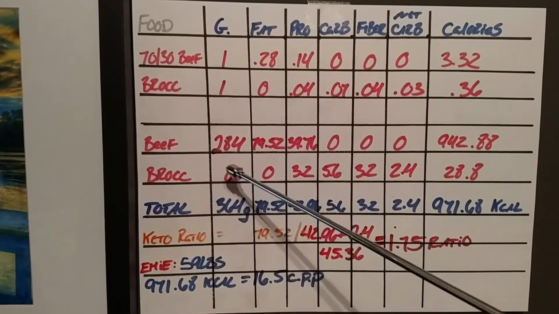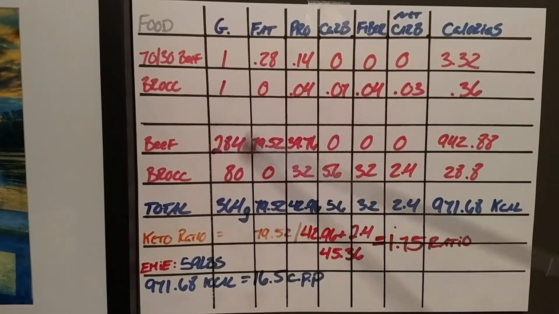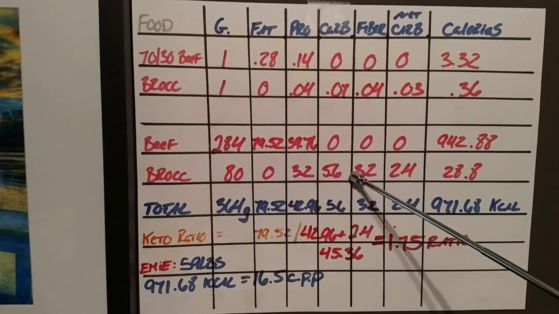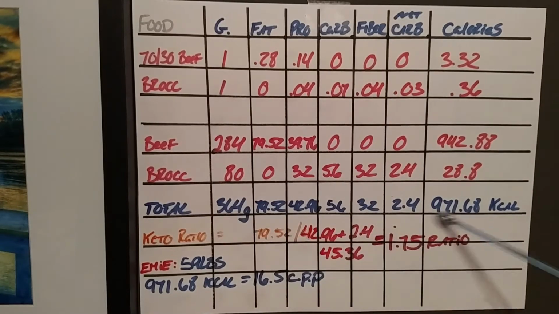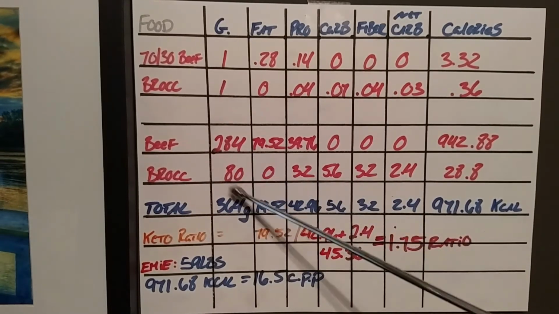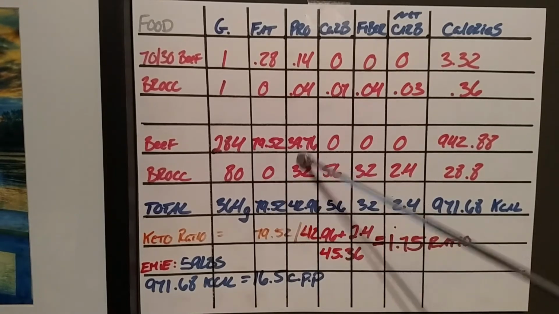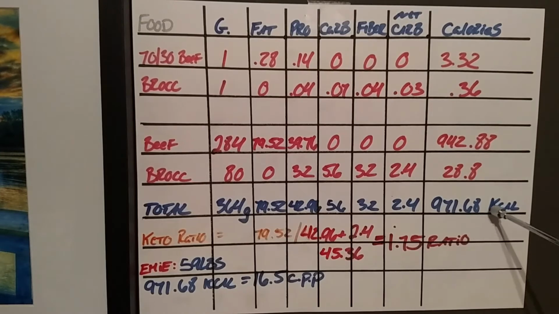We're using 80 grams of broccoli. Go down the line, do the math. Net carb, subtract the 2. Down here, we've got the total. So we're going to add these two figures together, those two together, add everything up. Gives you 971.68 calories per day she gets.